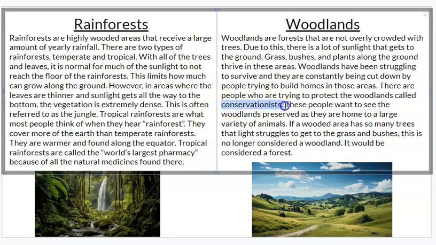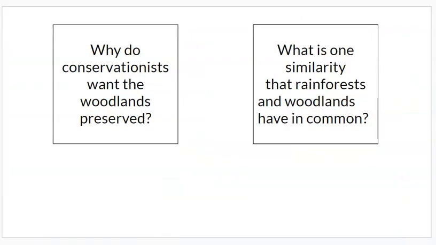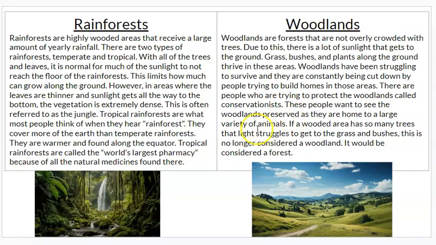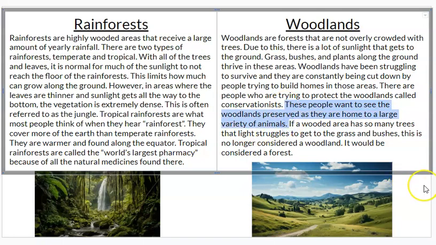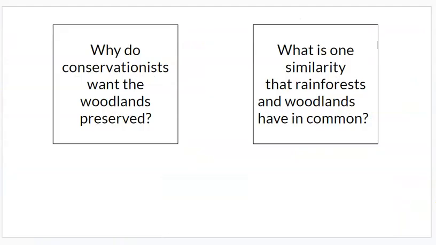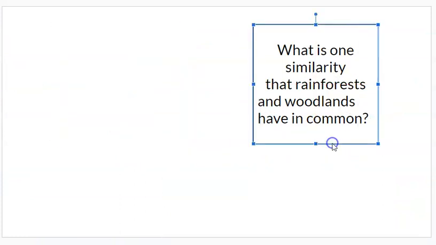Here I see the word conservationists. I'll read the sentence to see if this helps me. There are people who are trying to protect the woodlands called conservationists. That tells me who a conservationist is, but it doesn't tell me why they're trying to protect the woodlands. Let's read the next sentence. These people want to see the woodlands preserved as they are home to a large variety of animals. That answers my question about why conservationists want the woodlands protected. They're worried about the animals that live in the woodlands having a home. Let's look at the next question. Great job.